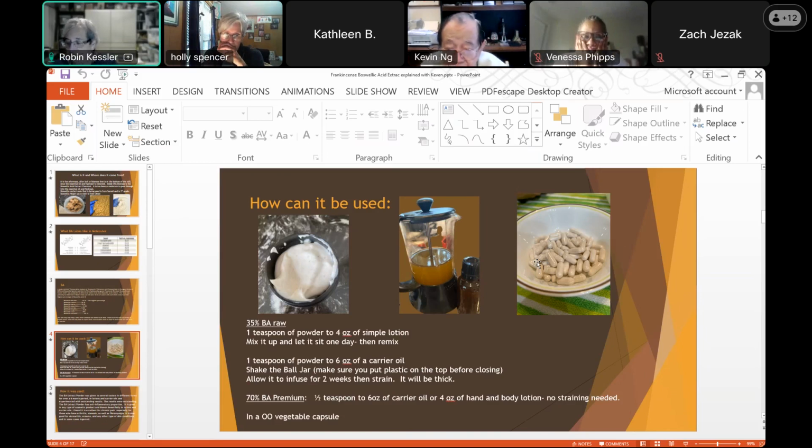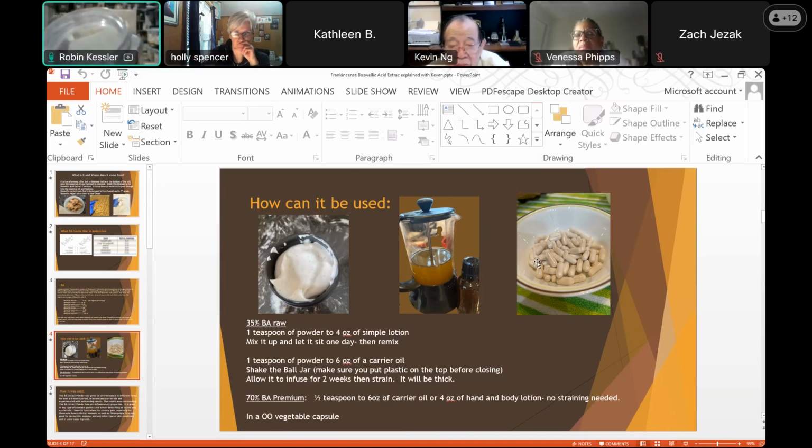The powder itself looks like this. Kevin, tell me if you can see the powder, because I can't see myself. Yes, you see the powder? Okay, so the powder looks like this. This is the BA raw, and this is the BA 70%.